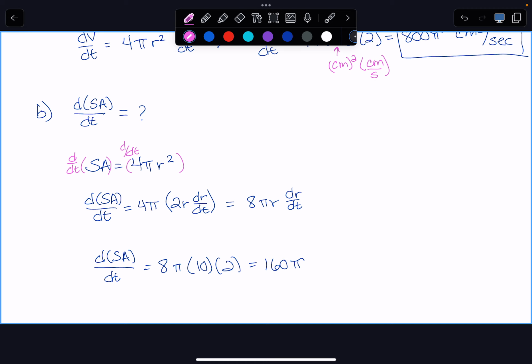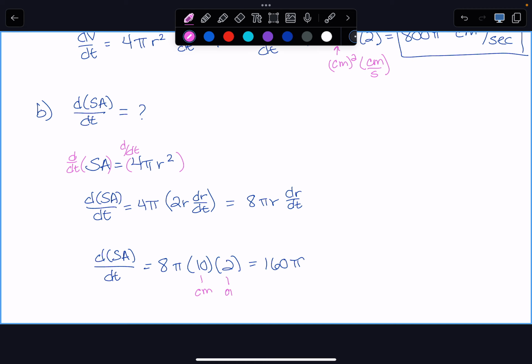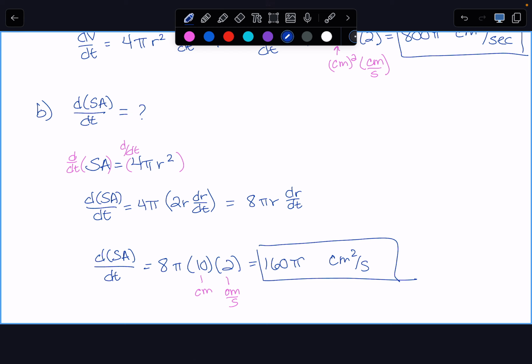Again, if you want to think of units, this right here is in centimeters, and this one right here is in centimeters per second. So what am I going to have for units? Centimeters squared per second. I don't know why it's so far away, but it is. All right. Those ones aren't too bad, yeah? I like the ones that are direct.